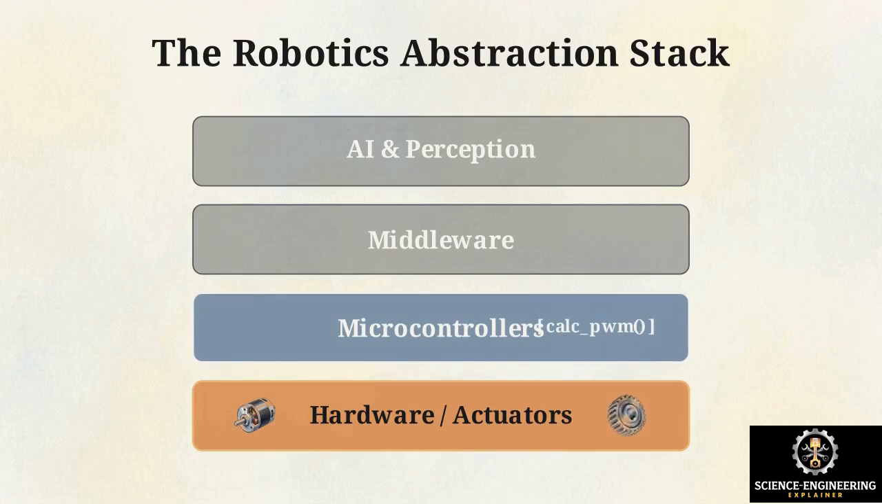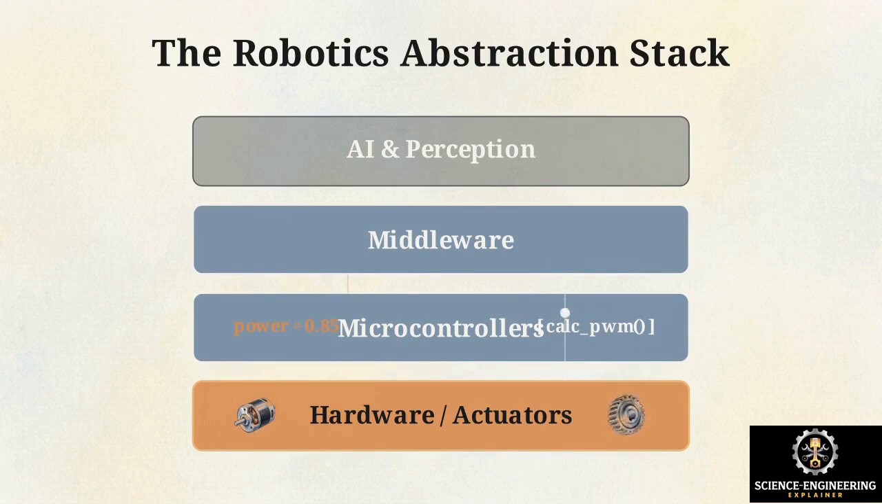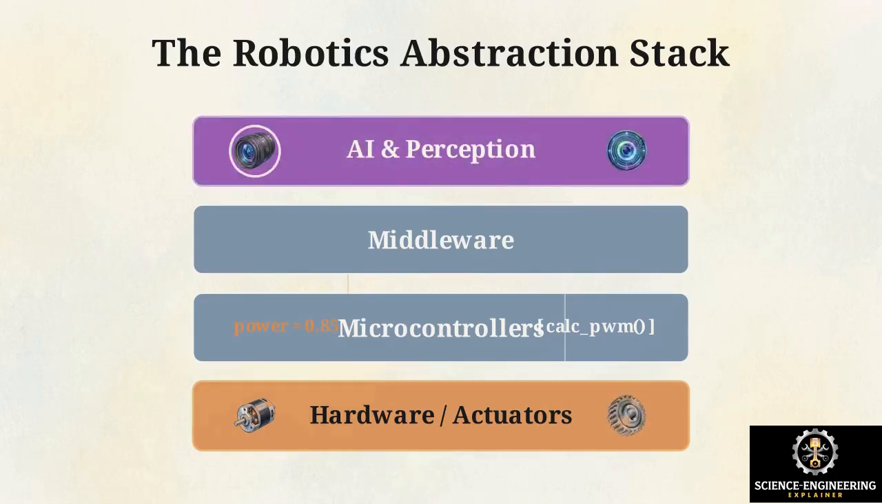Moving up, you hit microcontrollers and embedded logic. Here, software acts as the nervous system, calculating exactly how much power each motor needs, while middleware orchestrates the messages between different parts of the machine. At the very top, you have high-level perception and AI. This is where the robot processes camera feeds, identifies objects, and makes complex decisions about what to do next.